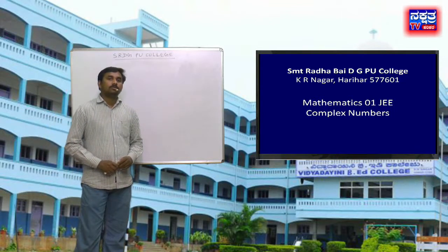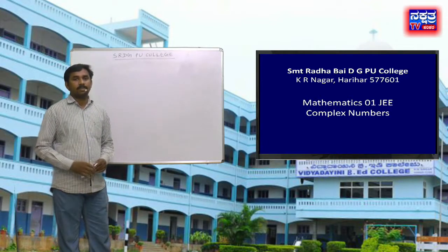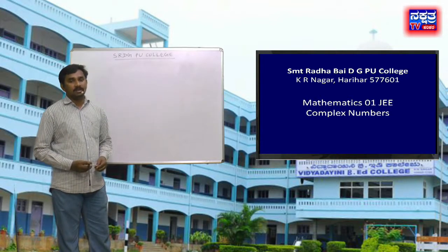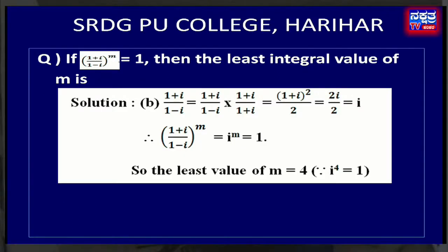From today onwards, we are going to start the important shortcuts and important problems we are going to discuss for JEE competition. Today we are going to discuss complex numbers. Watch the monitor. See the first question. If (1 plus i by 1 minus i) whole power m equals 1, then the least integral value of m is? See the solution there only.